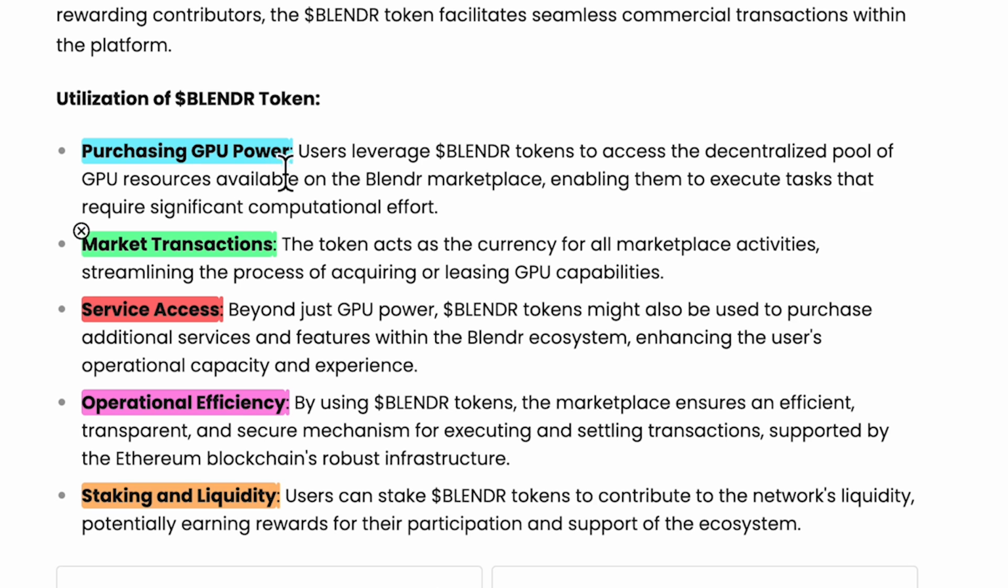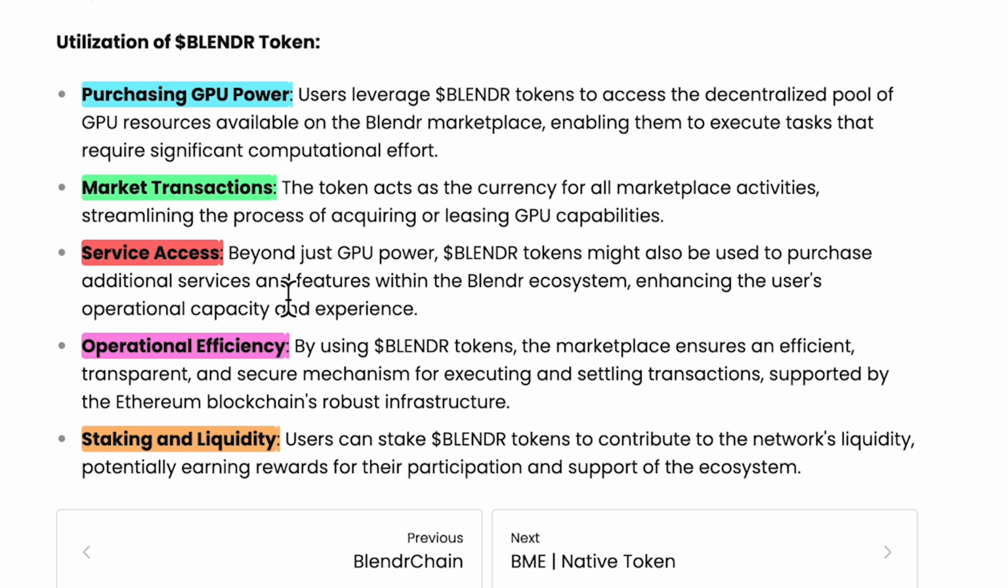So, utilizations of the Blendr token. Purchasing GPU power: users leverage Blendr tokens to access the decentralized pool of GPU resources available on the Blendr marketplace, enabling them to execute tasks that require significant computational effort. Market transactions: the tokens act as the currency for all marketplace activities, streamlining the process of acquiring or leasing GPU capabilities. Service access: beyond just GPU power, Blendr tokens might also be used to purchase additional services and features within the Blendr ecosystem, enhancing the user's operational capacity and experience.